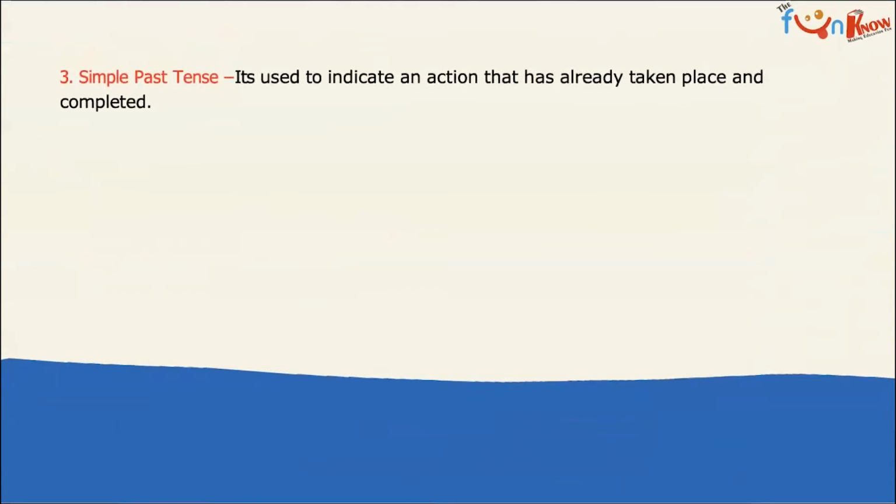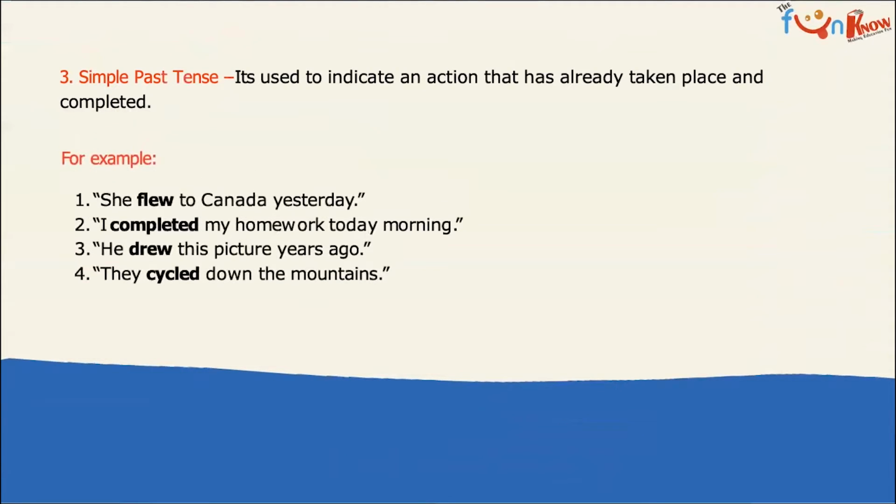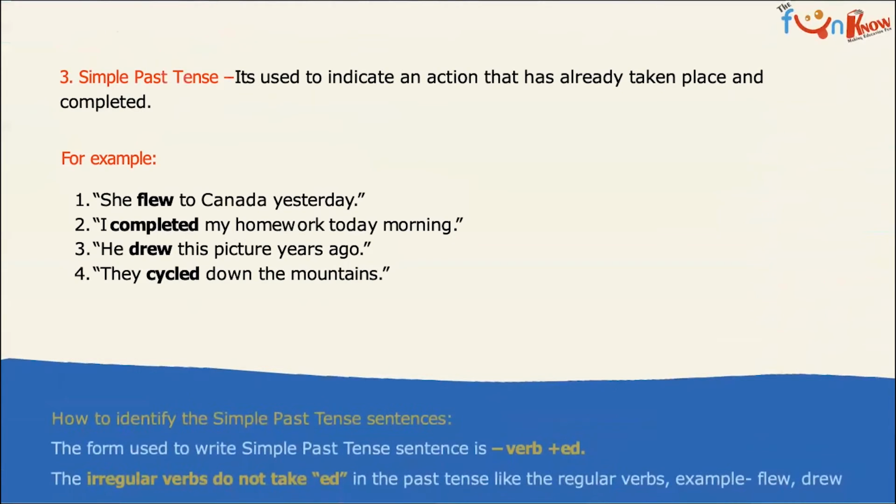Next, we have simple past tense. It is used to indicate an action that has already taken place and completed. For example, she flew to Canada yesterday. I completed my homework this morning. He drew this picture years ago. They cycled down the mountains.